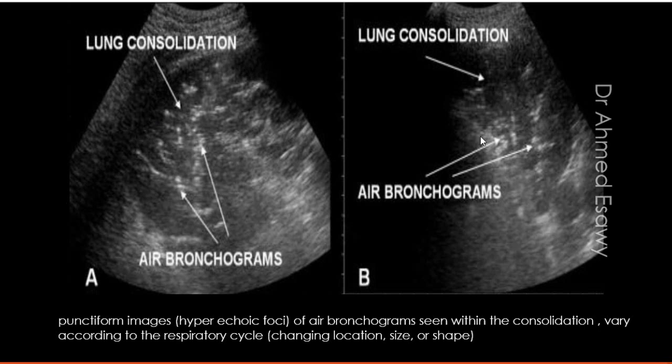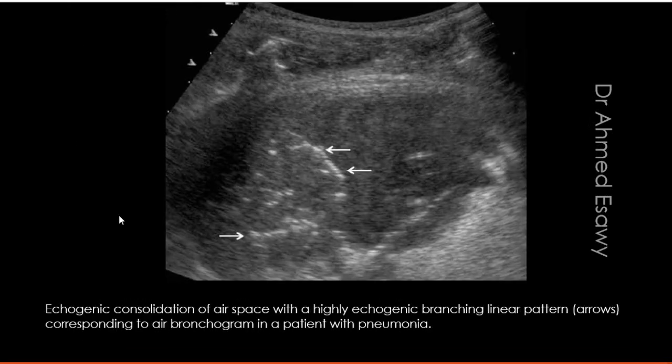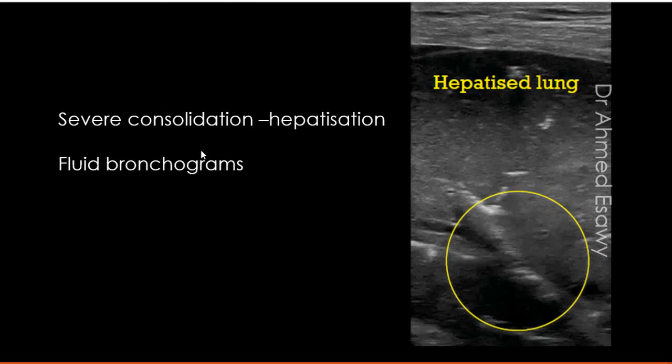In this lung consolidation, hyperechoic foci of air bronchogram within the consolidation vary according to the respiratory cycle, changing location, size, and shape. Echogenic consolidation of airspace disease with a highly echogenic branching linear pattern corresponding to air bronchogram in a patient with pneumonia. Severe consolidation or hepatization, fluid bronchogram in a pneumonic patient.